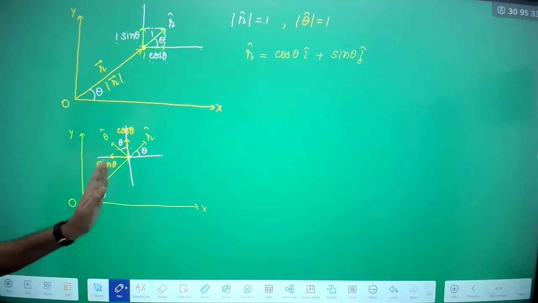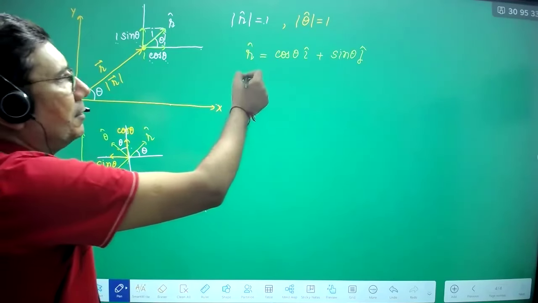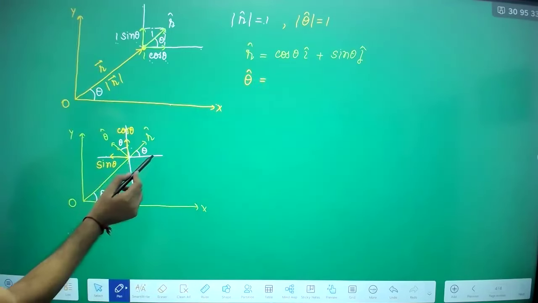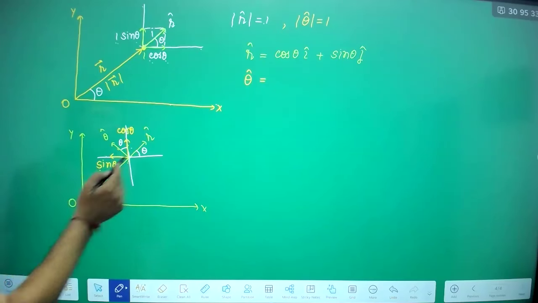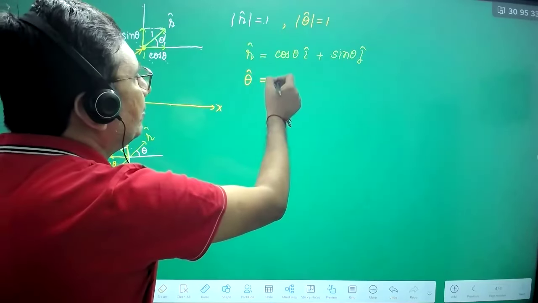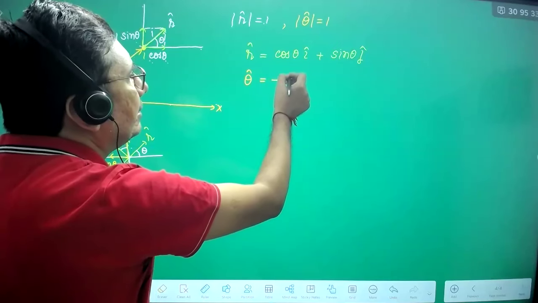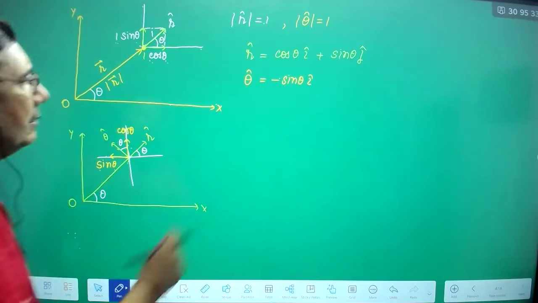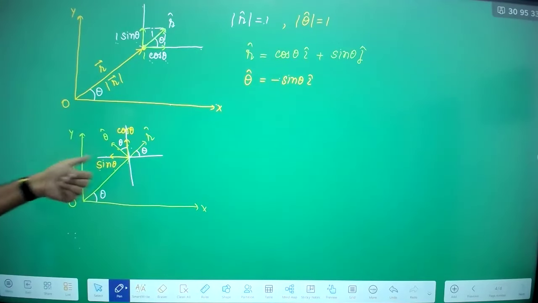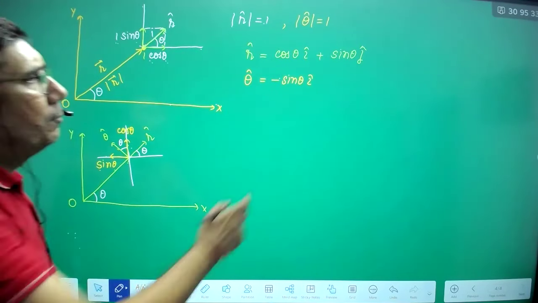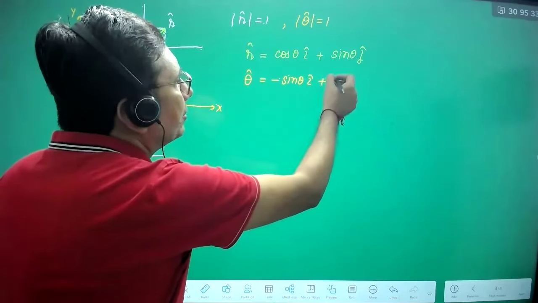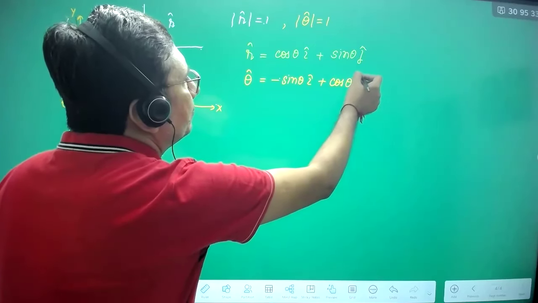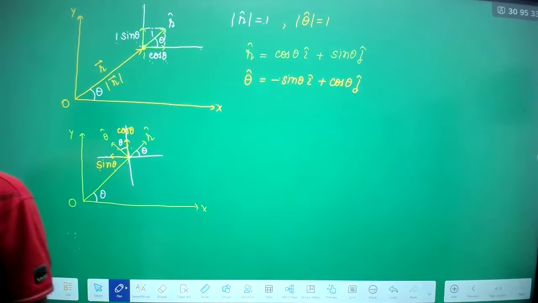Sin theta. So how can you represent this theta cap? Theta cap can be represented. It is in the minus x cap direction, and its length is sin theta. So this will be minus sin theta i cap. Minus is representing that this component is in the minus i cap direction. Plus cos theta, and this will be j cap. This will be cos theta j cap.